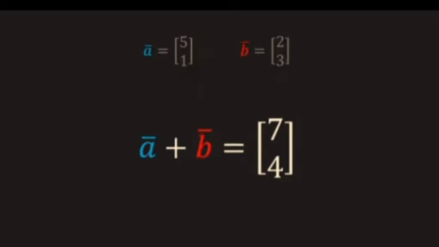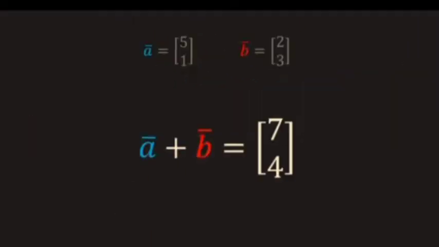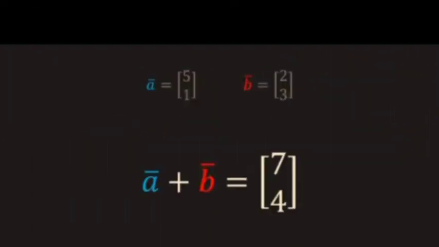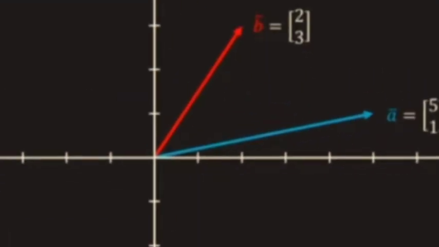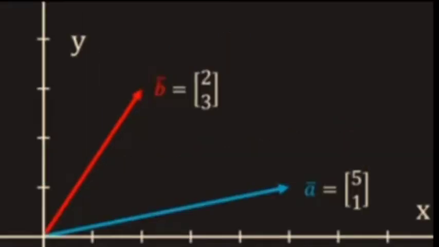So the sum of vector A and B is (7, 4). In a graph, we have vectors A and B, which are (5, 1) and (2, 3). So in our coordinate plane, we have vectors A and B, (5, 1) and (2, 3). If we're going to add vector B to vector A, we're going to put the tail of vector B at the head of vector A.